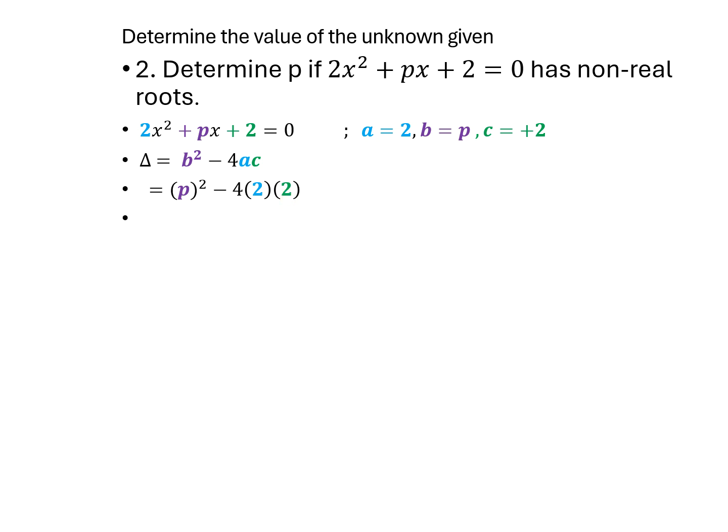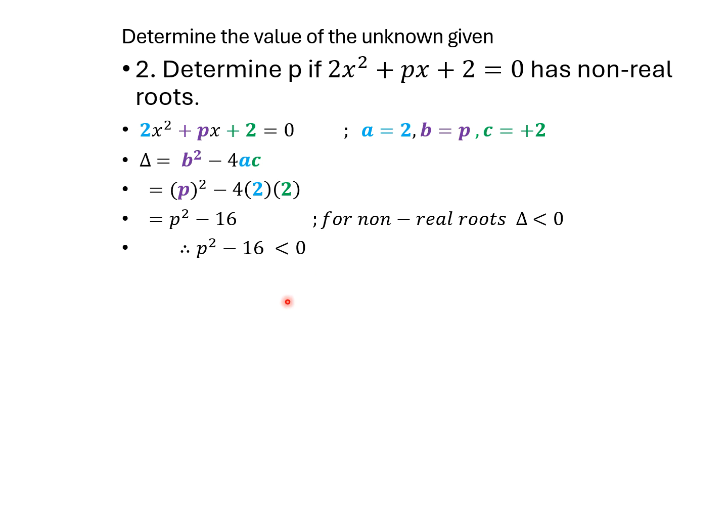So p squared minus 16, and for non-real roots that must be less than 0. So I have p squared minus 16 less than 0. If you know that for non-real roots, you don't need to write this line. You can start straight by saying b squared minus 4ac less than 0. I'm just doing it piece by piece for explanation purposes and trying to assist everyone.